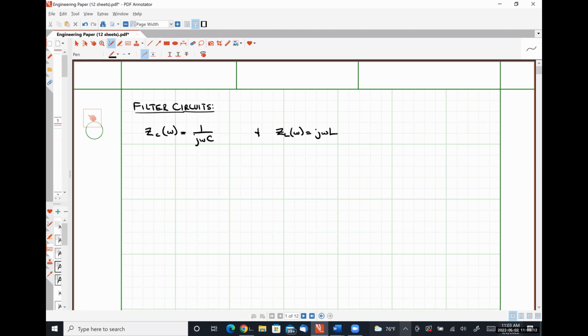In a little bit, we are going to use these frequency-dependent relationships to exhibit how capacitors and inductors can be used to either block signals or pass signals in part of a filter circuit. But before we do that, I want to go through and explain what an ideal filter is.